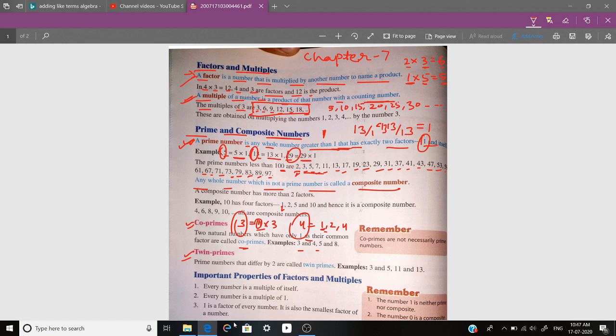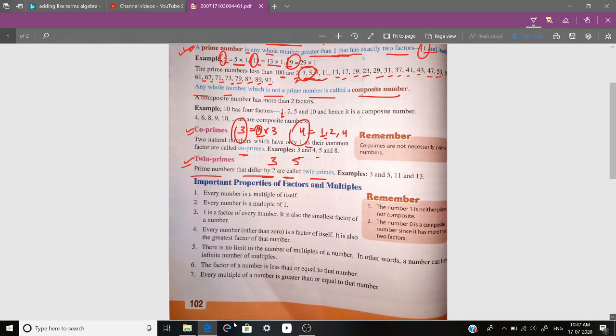Twin prime numbers. Prime numbers that differ by 2 are twin prime numbers. For example, 3 and 5. As you can see, 3 and 5 are both in this list. Both are prime numbers, and the difference of 5 and 3 is 2. So these two numbers are twin prime numbers.